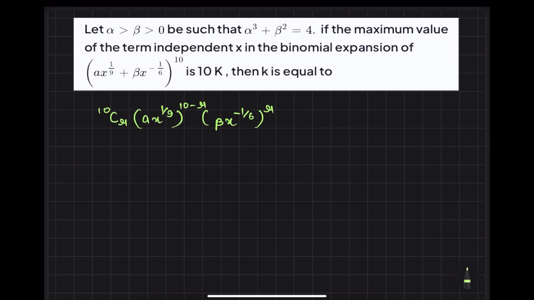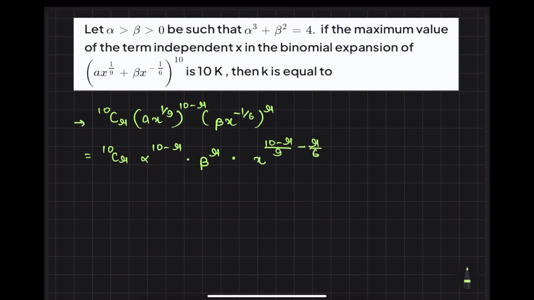Now let's segregate the constants and the variables. So 10CR alpha power 10 minus R, then beta power R, then x power 10 minus R by 9, and then we have x power minus R by 6. The base of these two elements is the same. If the base is the same, powers will be added. So we got 10 minus R by 9 minus R by 6.